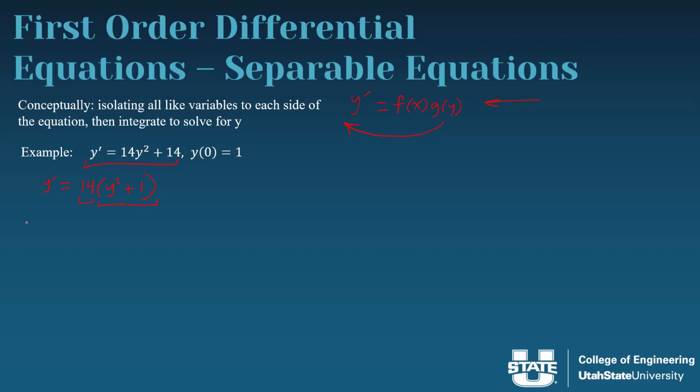So let's continue and divide out our function of y. We're going to end up with something like 1 over (y squared plus 1) times dy/dx is equal to 14. All right, now we're going to integrate with respect to x. So we're going to have the integral of 1 over (y squared plus 1) dy/dx dx is equal to 14 times the integral of 1 dx.